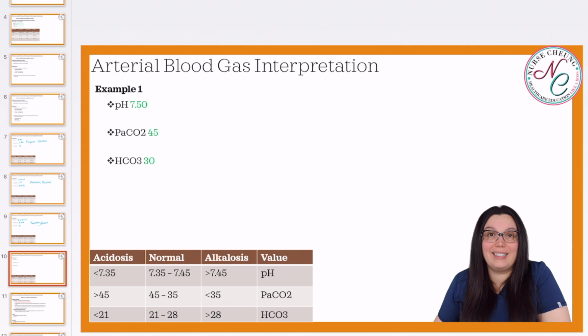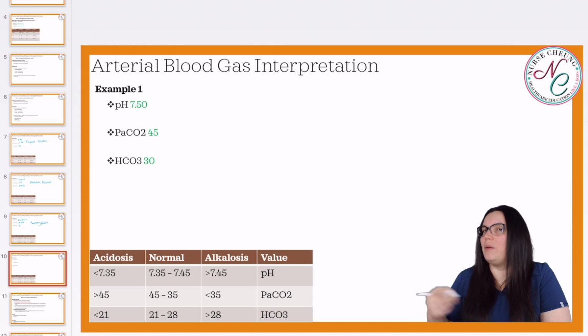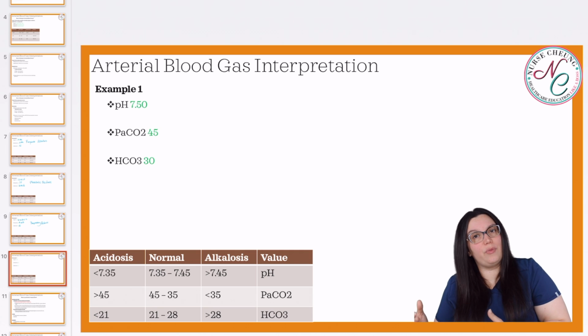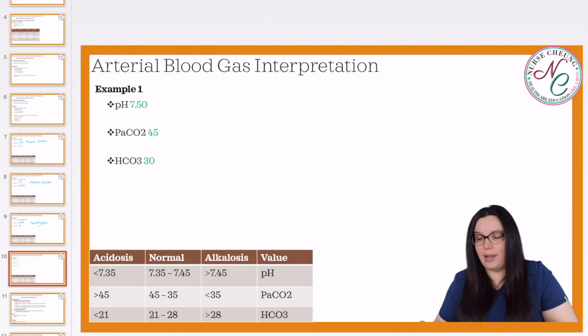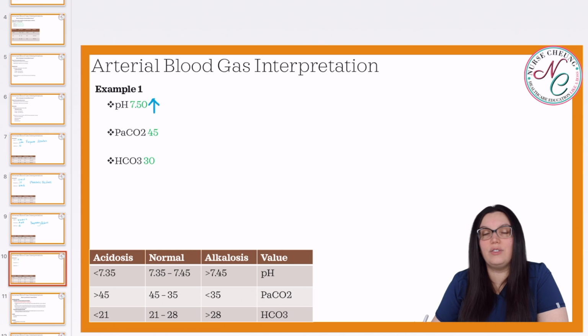And moving on to our last example, example number 4, we have a pH of 7.5, a PaCO2 of 45, and an HCO3, which is our bicarb, of 30. So like we always do, we start with our pH. Well, our normal pH is 7.35 to 7.45. In this situation, it's a little high, right? It is greater than 7.45. So we know that we are in an alkalotic state based on our pH.